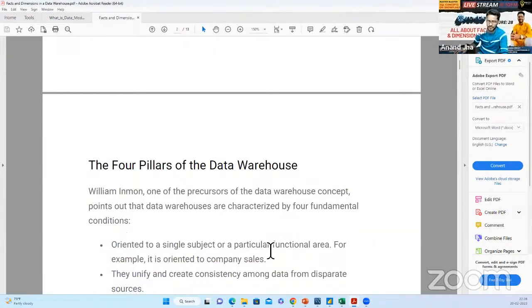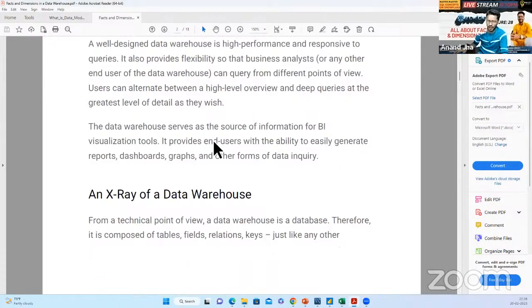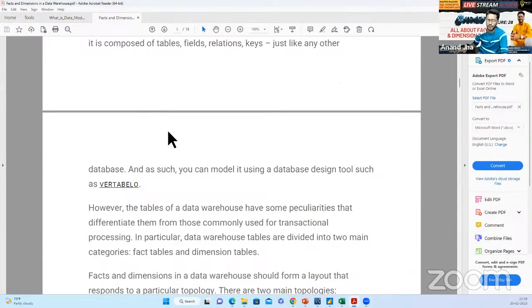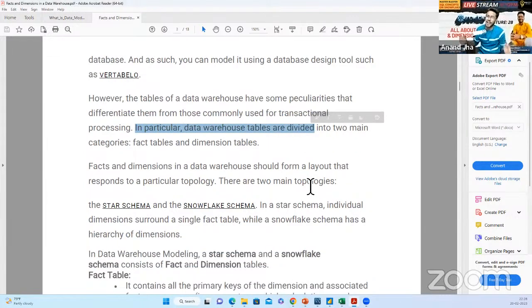Let's go down and see. This is not very important. I want to come directly to this point. You can read this. Tables of a warehouse have some peculiarities that differentiate them from those commonly used for transactional processing. In particular, data warehouse tables are divided into two main categories, fact tables and dimension tables, right? So two types, fact tables and dimension tables.